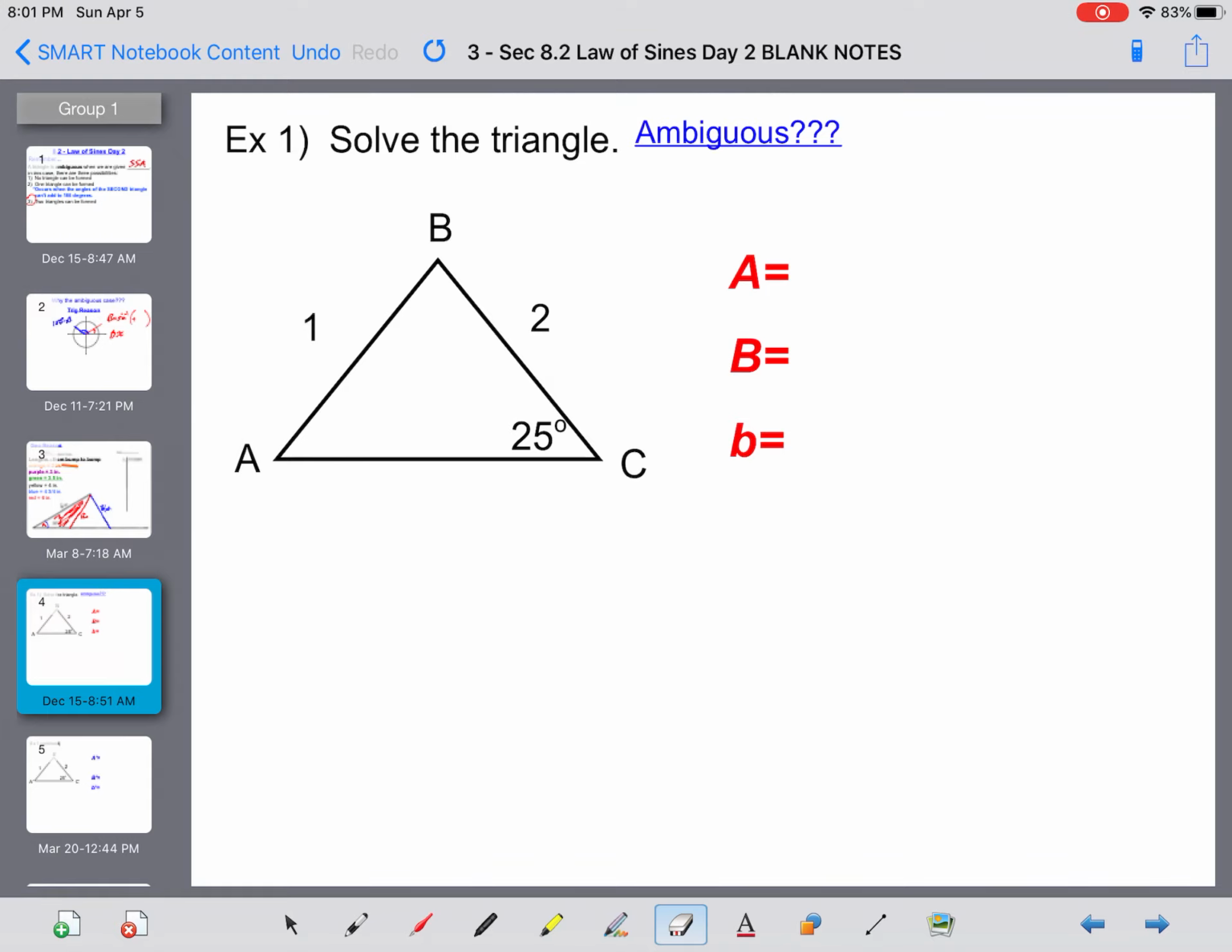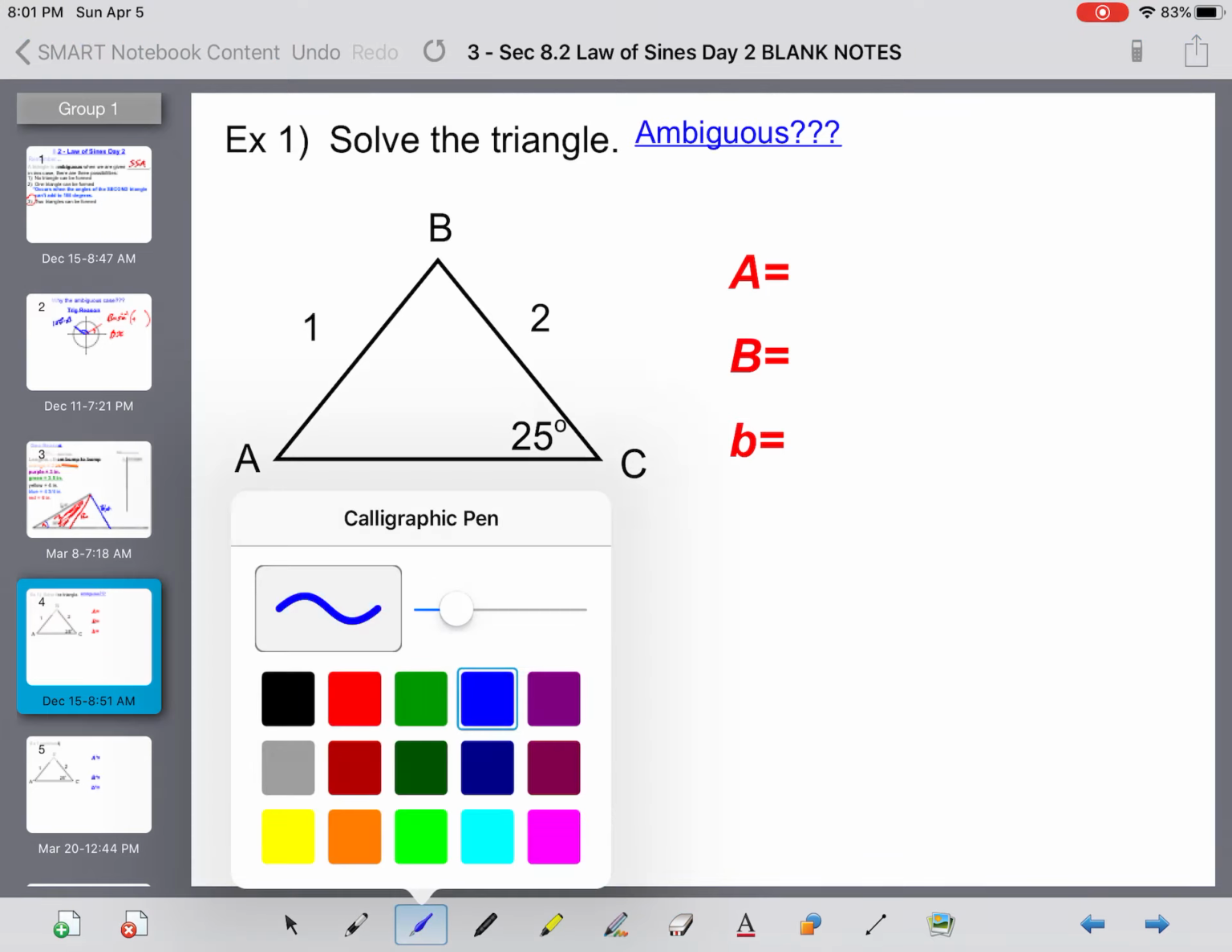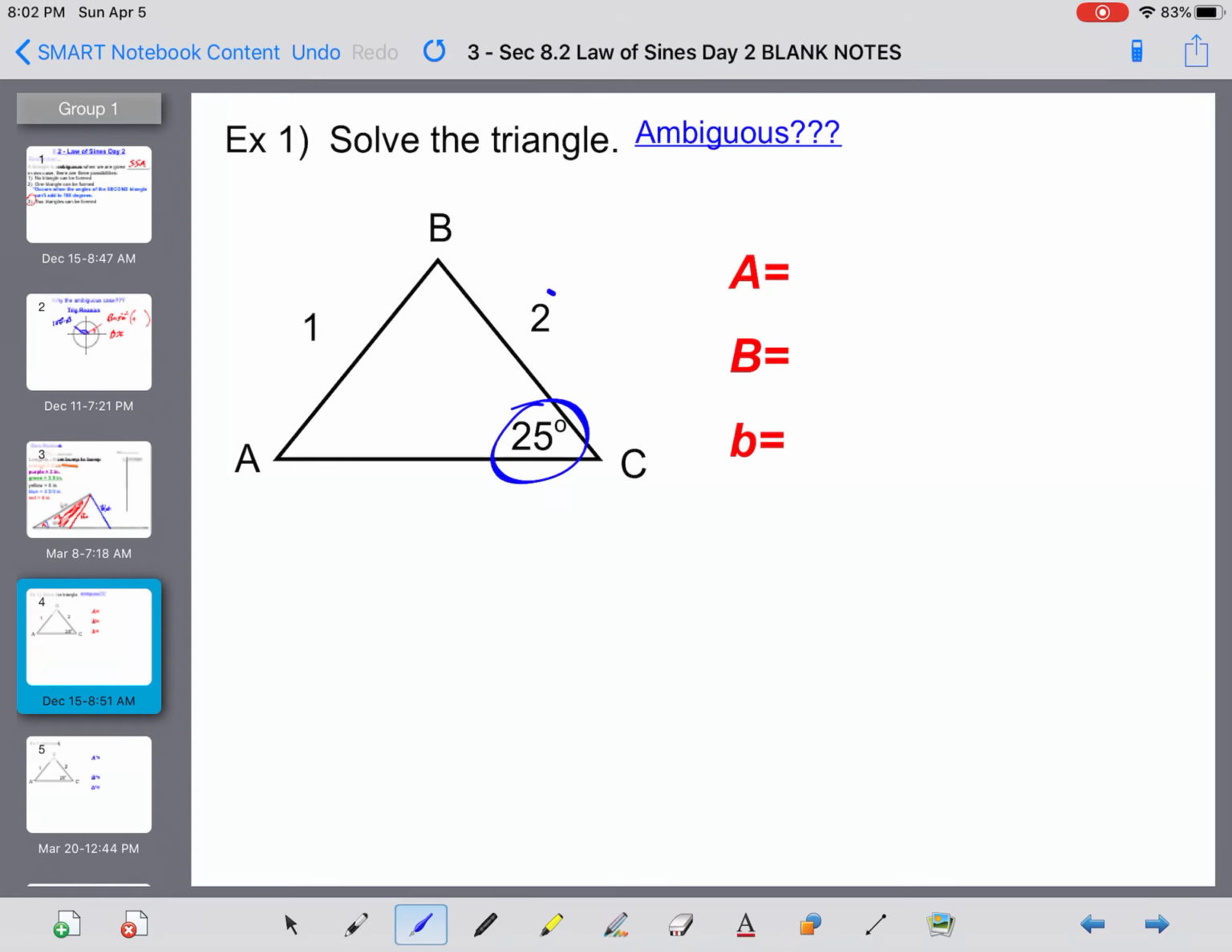So let's just see how this works. First of all, you should be able to tell right from the beginning that I'm giving you an angle and a side and a side. Remember, it's got to go in that order. Angle, then a side, and then a side. Right? Not just 2 sides, but in that order, angle, side, side. Okay. So, yes, that's ambiguous.